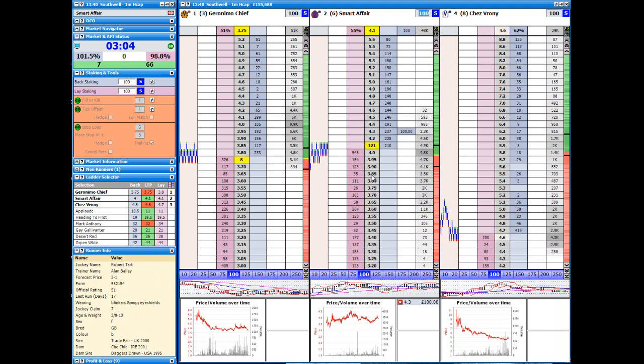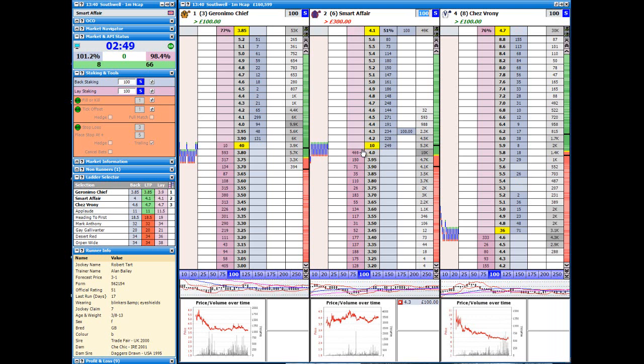out for. One that you can see almost straight away is in the blue columns on the first three favourites here in the market, Geronimo Chief, Smart Affair and Chevroni. If you look at the top left-hand corner, Geronimo Chief, you'll see there's a figure there, 50, 81%, and the price is moving up.